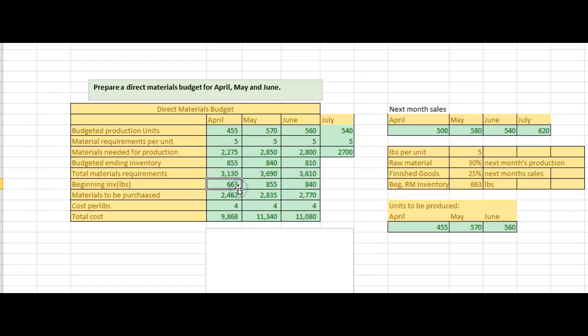Now, what is our beginning? I have to consider my beginning. And it tells me here 633. So this ending becomes this beginning, and this ending becomes this beginning. You subtract those. So these are the materials to be purchased at $4 a pound. That's kind of odd, but confusing. So now I have my total cost for my direct materials.